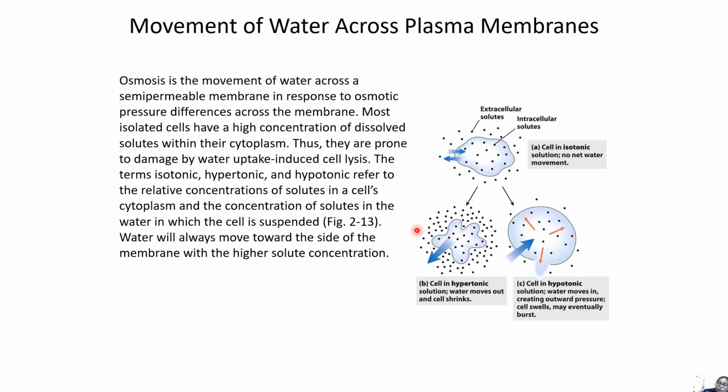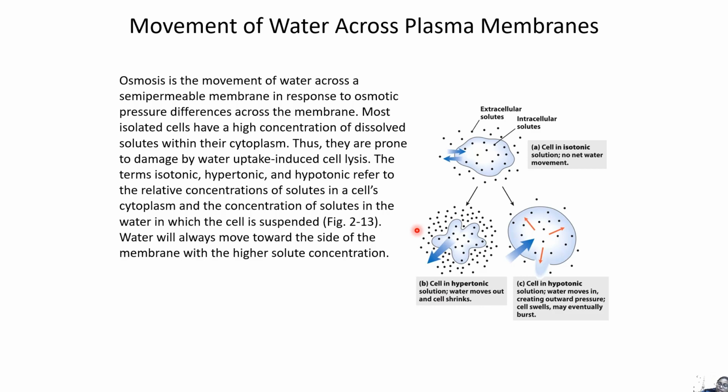Okay, so if you talk about movement of water across the plasma membranes, you have talked about osmosis, which is basically the diffusion or the movement of water across the semipermeable membrane in response to osmotic pressure difference across the membrane. So most isolated cells have a high concentration of dissolved solutes within their cytoplasm. So they are prone to damage by water uptake induced cell lysis.